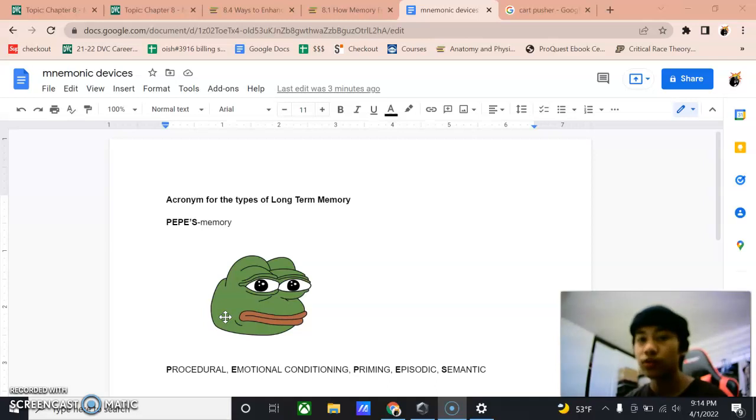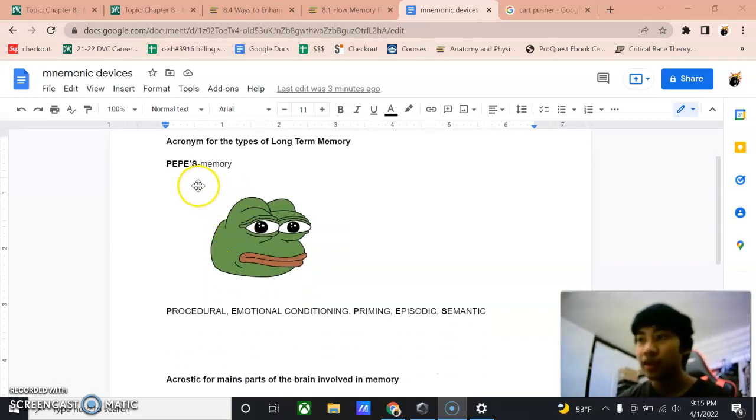So the first topic I chose is long-term memory, and the mnemonic device I use for it is the acronym. My acronym for the different types of long-term memory is Pepe's memory. The reason I chose this acronym is because this is Pepe the Frog, and it's one of the oldest memes that I remember. So that makes it more meaningful for me to remember.